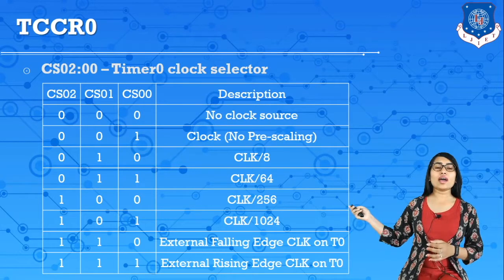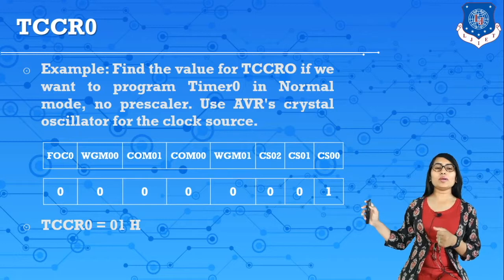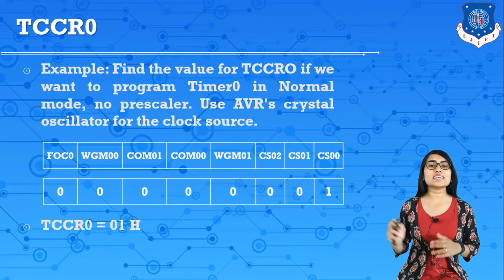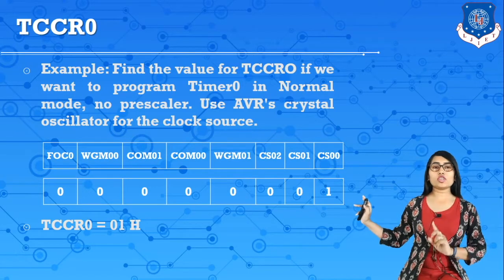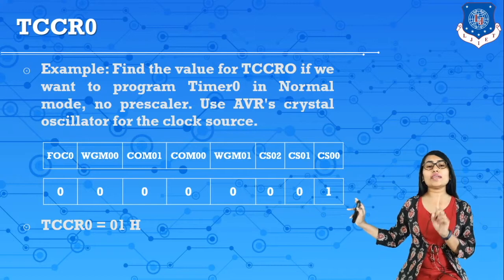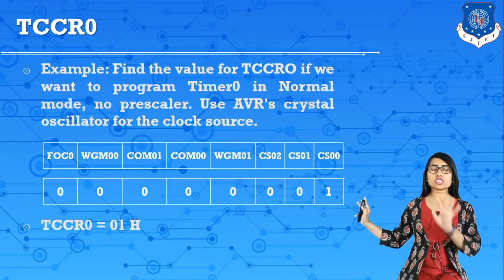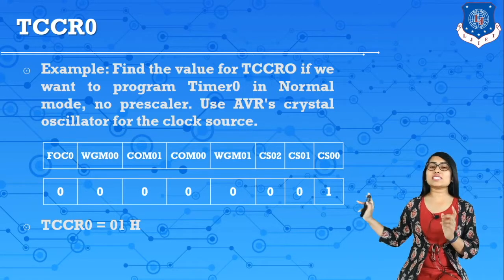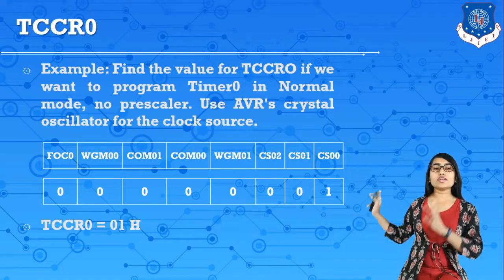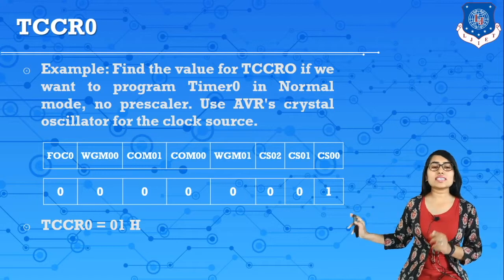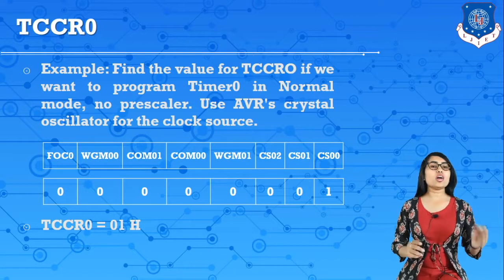Okay, so how can we find out the value of TCCR0? Here we have one example: find the value of TCCR0 if we want to program timer 0 in normal mode. That means WGM00 and WGM01 are equal to 00. No prescaler, that means we just use the normal clock frequency. That's why CS02, CS01 and CS00 are equal to 001. So the value of TCCR0 is equal to 01. This is how we can calculate the content of TCCR0.